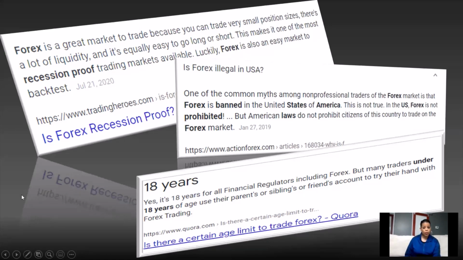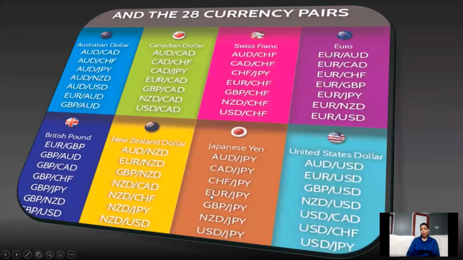Is it illegal? No, it is not. It is very legal. It is very, very legal to trade foreign exchange. And how old do you have to be? 18 years old. However, there are some people that open up accounts and they let their kids trade them because it's a skill set. Skill sets know no age.